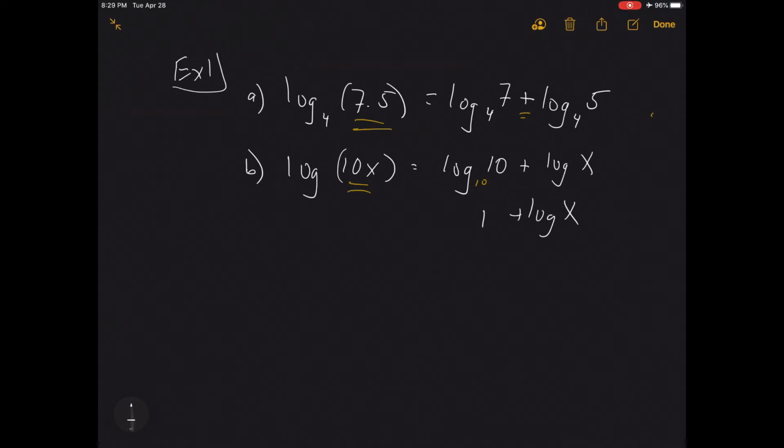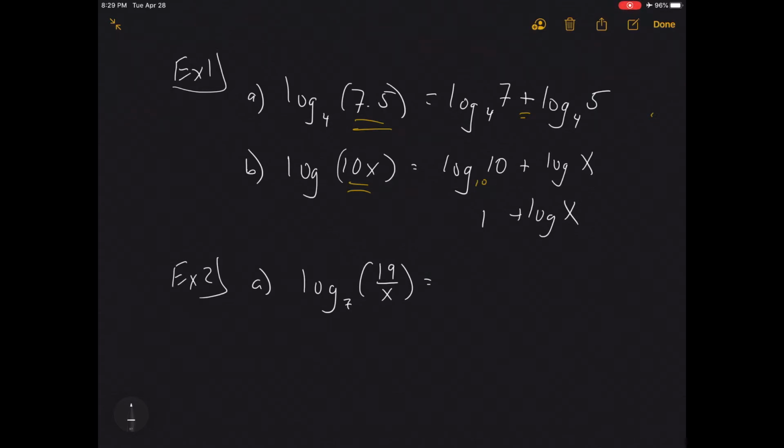Okay, let's do another example. This time we're going to use one of the other properties. We're going to do the quotient rule property on these. So let's do the log of 19 over x, and we'll say base 7. All right, now I've got two things in my argument which are being divided, which means I am allowed to separate these into two separate logs.